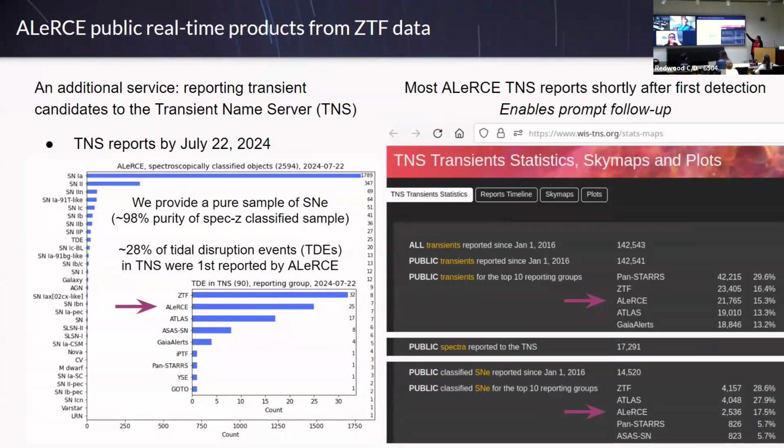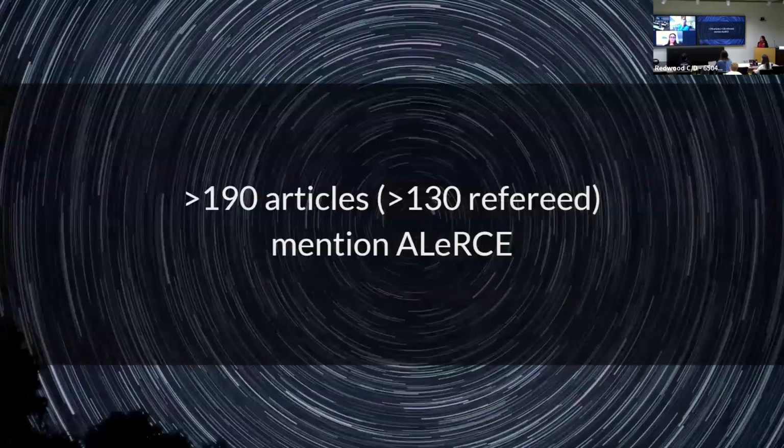We report transient candidates from the CTF stream shortly after the first detection, and that is enabling the prompt follow-up. We report a lot to TNS, but it's not only the number that counts, it's also the purity of the sample. We have a very high purity, for example, in terms of the spectroscopically classified supernova, and also a large fraction of tidal disruption events reported to the transient server. And already people are doing science with ALeRCE.